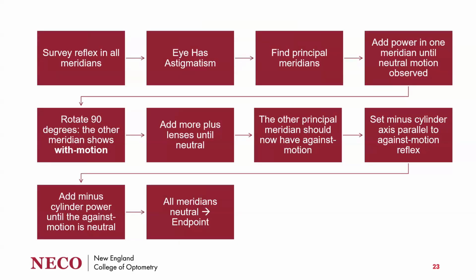The other option that may happen as you start to scope the first primary meridian is that you add power in one meridian until neutral is observed, and you rotate your axis 90 degrees, and instead of against motion, we're actually still seeing with motion. That means that you did not start by neutralizing your most plus or least minus meridian. This means that you have to continue to add plus in that meridian until it becomes neutral. When you rotate back 90 degrees, the other principal meridian should now have against motion. Make sure to change your axis to 90 degrees away. Add that minus cylinder power until the against motion becomes neutral, and by then you have met your endpoint.